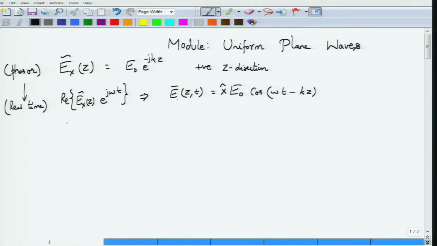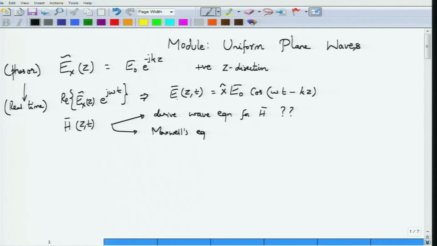Now, given the electric field, can I also find out the magnetic field H? To do this, should I take an approach in which we derive a wave equation for H, solve it, and then obtain the corresponding expression for the magnetic field? Actually no. What we do is we use Maxwell's equations, and from Maxwell's equations we obtain the expression for the H field. So how can we do that?